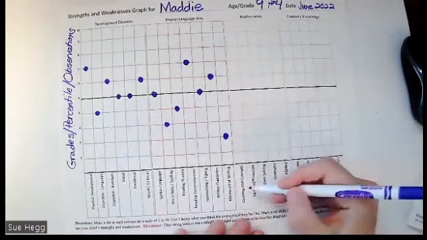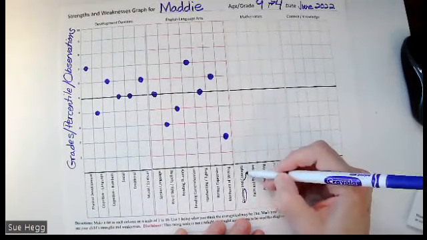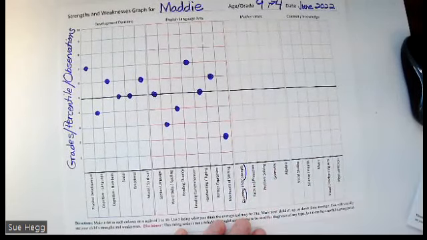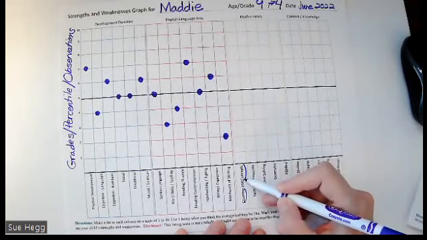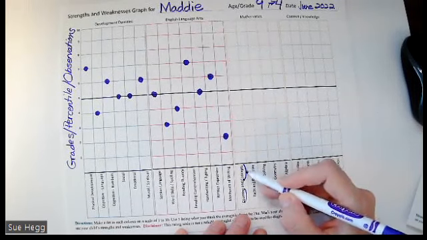All right, so let's move into the math area. Counting and concepts. Actually, Maddie does okay with counting, but concepts is really a pretty big struggle for her. And I'm more concerned about the concepts, so I'm going to mark this according to that.